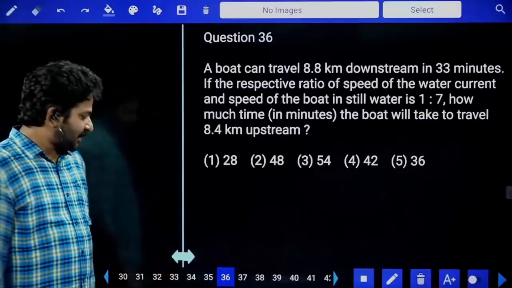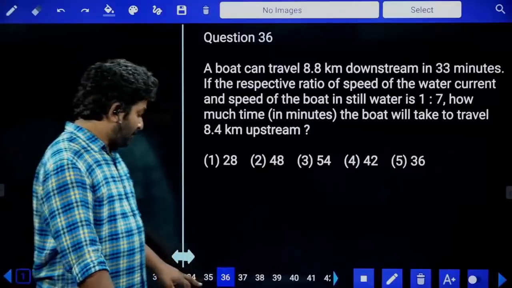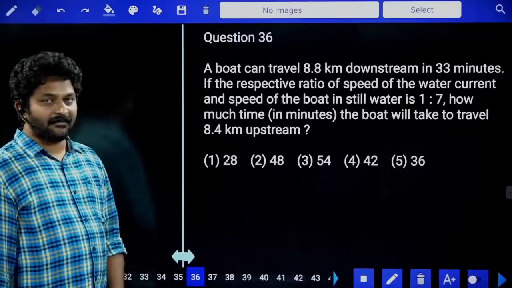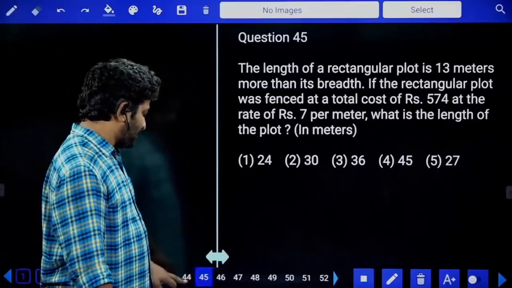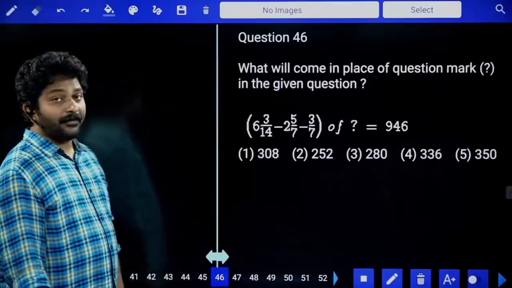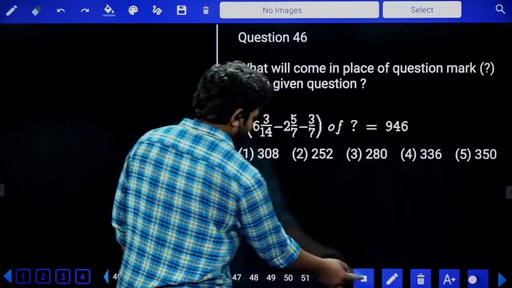Dear students, let's start the arithmetic section. From question number 36 onwards, we have arithmetic questions. So we'll skip these and we'll start these questions later. From 46 onwards, right? Come on.